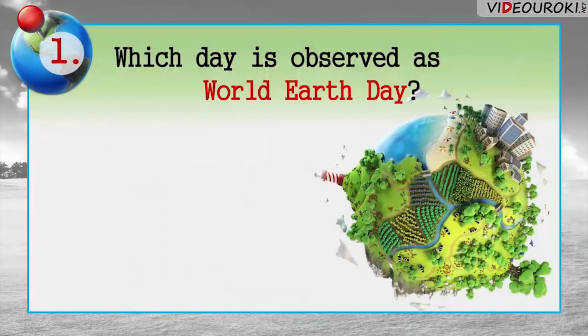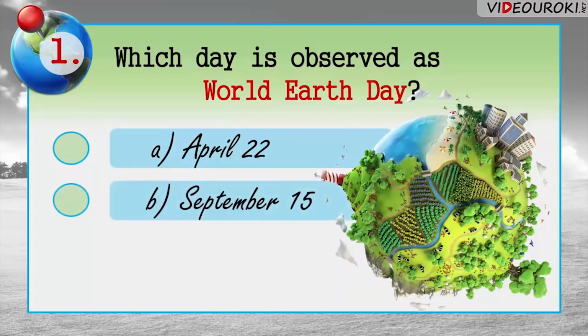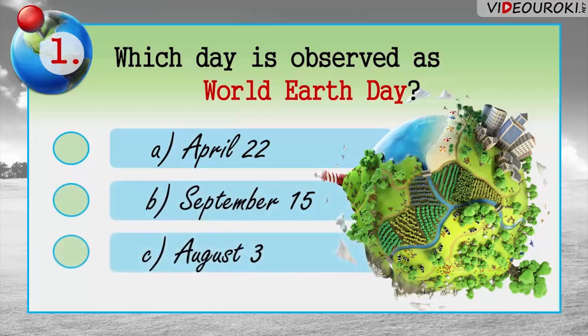Question number 1. Which day is observed as World Earth Day? A. The 22nd of April, B. The 15th of September, and C. The 3rd of August. Correct answer is A. The 22nd of April.